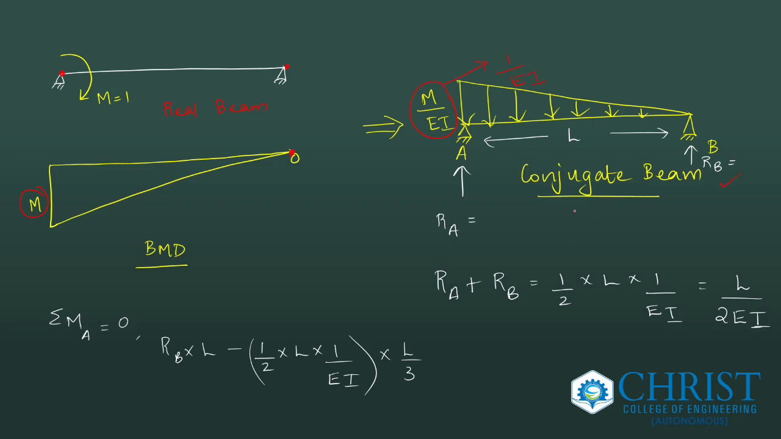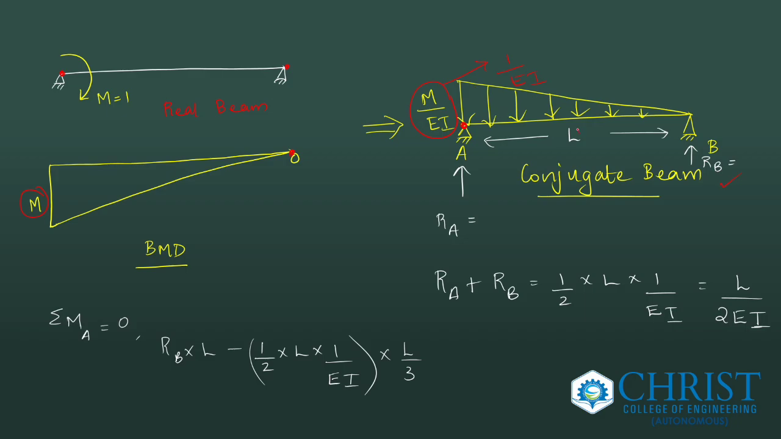So find out the shear force at point A. How can you find? We have to find the support reactions Ra and Rb. So Ra plus Rb is equal to the load. That is half this area. This total area will become my load.